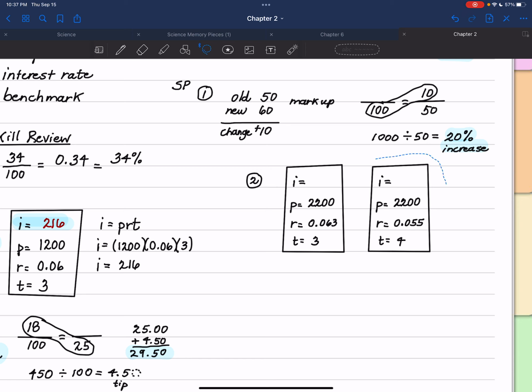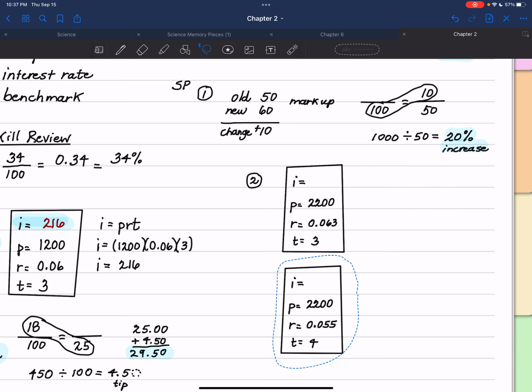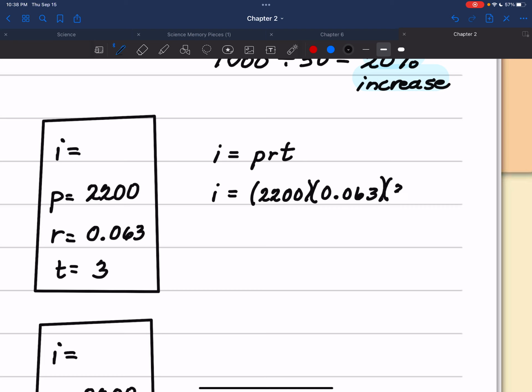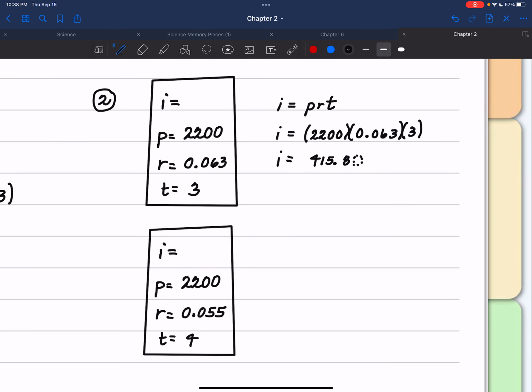Well, the only way to know is to do the math. So let's do the interest formula for both of these. Principal times rate times time. So we have 2,200, 0.63, 3 years, and the calculator will do the math for me. This is $415.80. So on that option, there's the interest.